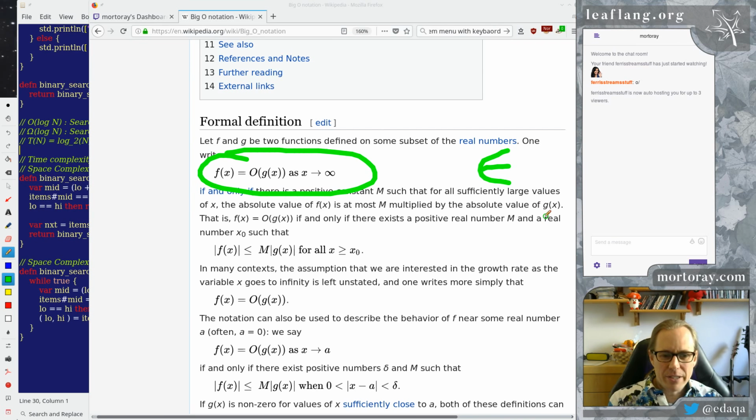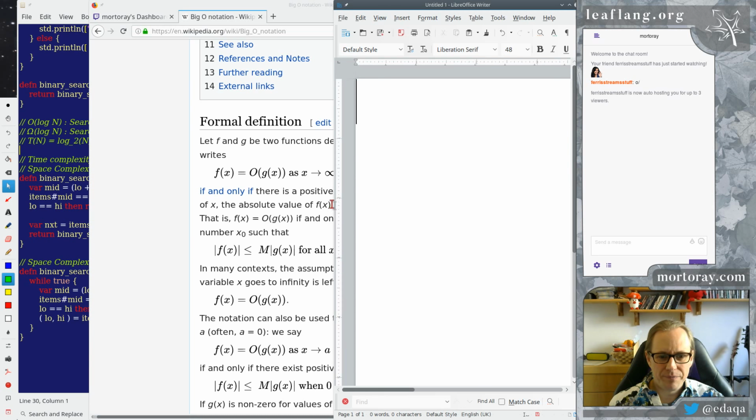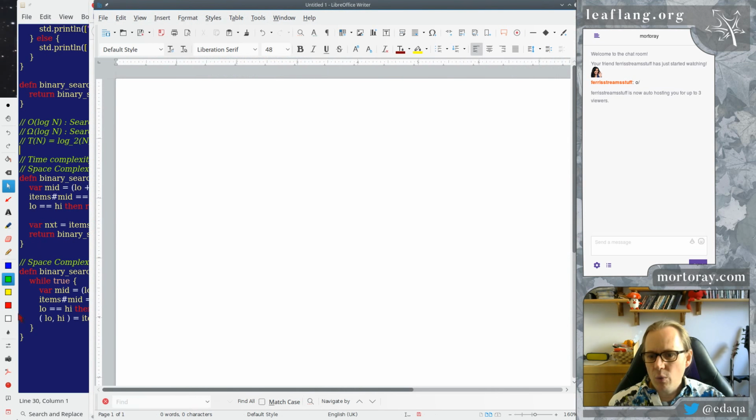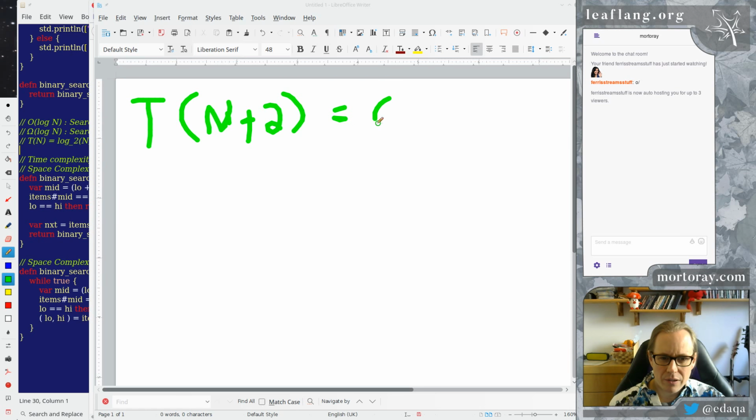And in a way it does, because if you take our algorithm, and I'll go back to the blank page for a second. I have a blank page here somewhere. When we say that T of n plus 2 equals O of n. Sorry, this is just lovely drawing.